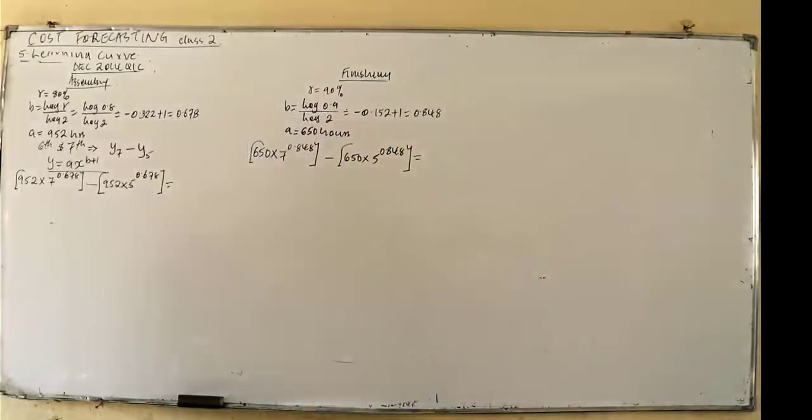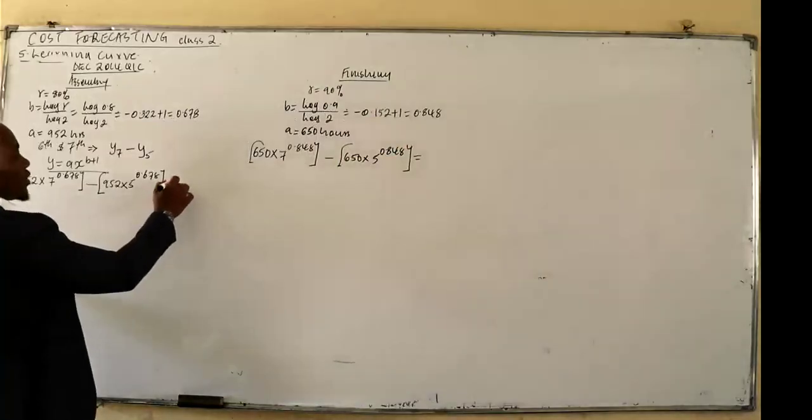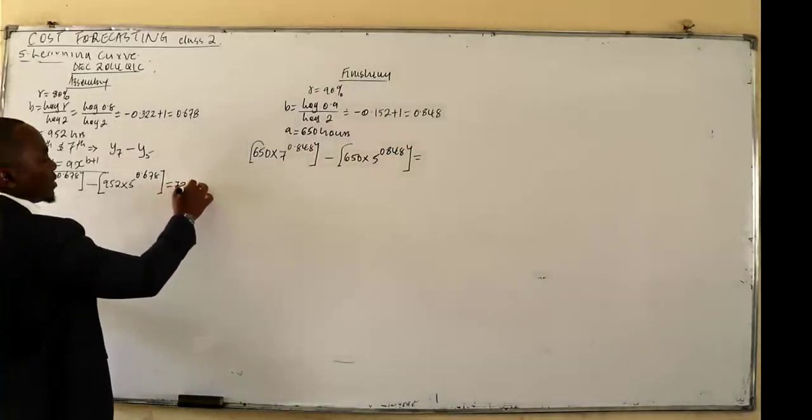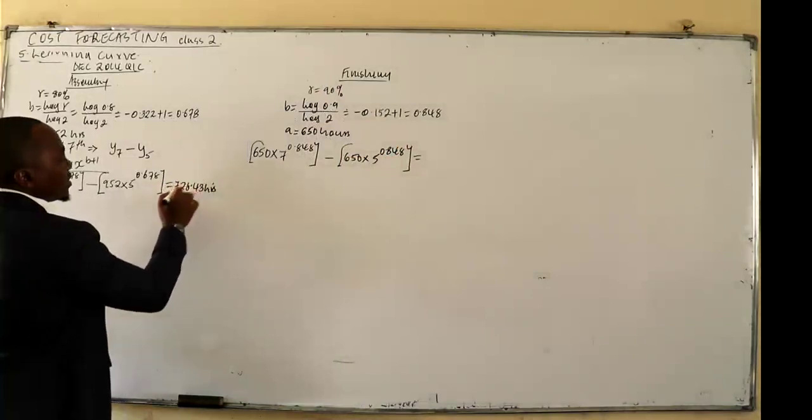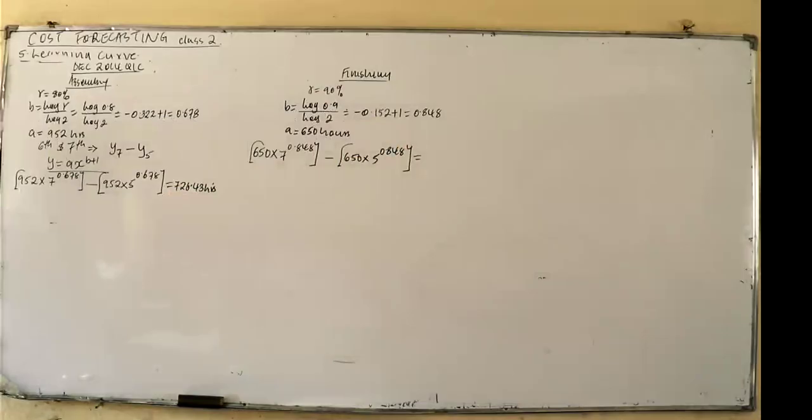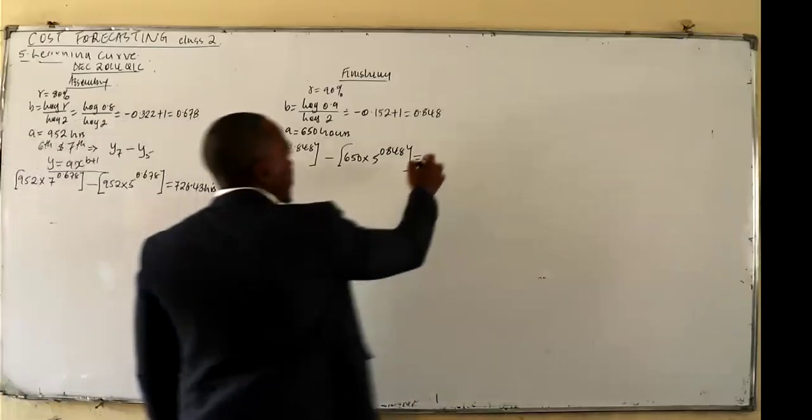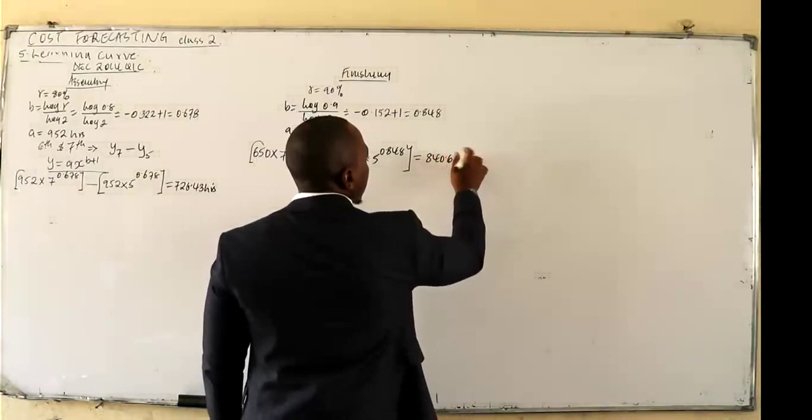Give me the time for each department. 726.40 hours. Good. 840.26 hours.